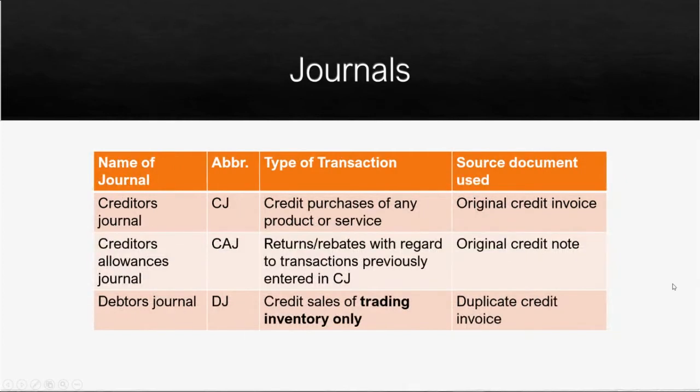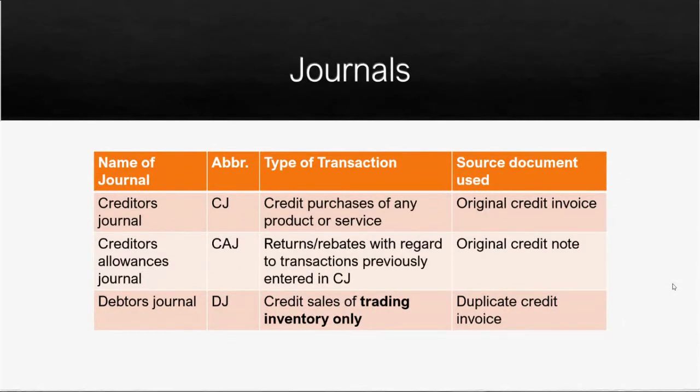Then the other ones that you need to be aware of, and these are the ones we will focus on in Learning Unit 5, which is your creditors journals. Credit journals is your creditors journal, your CJ. This is for any credit purchases of any products or services. Now I want you to make a note. It's credit purchases, not cash purchases. Cash purchases will fall under your cash book payments. Okay, and here we generally get the original credit invoice. So our supplier will give us the original documentation.